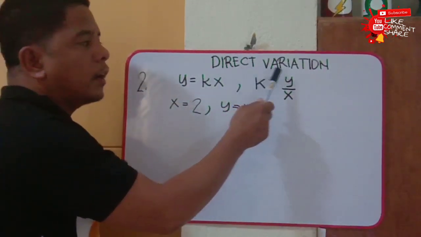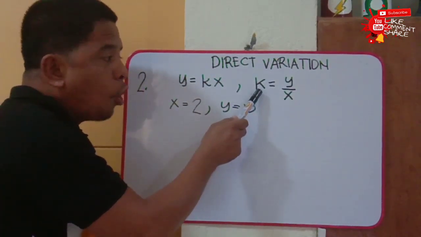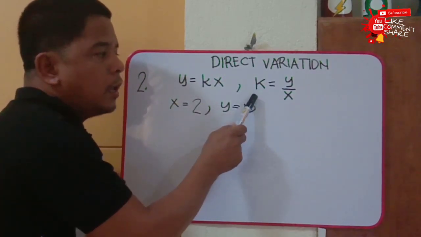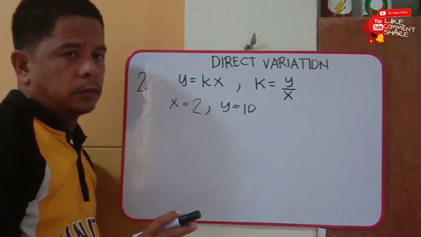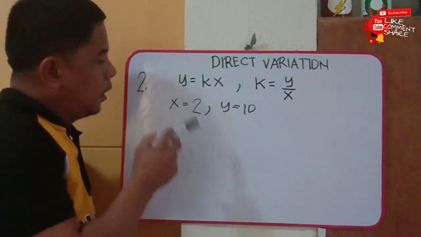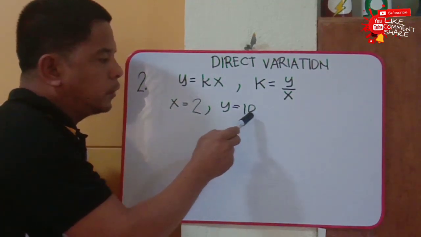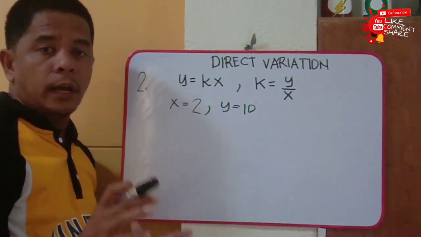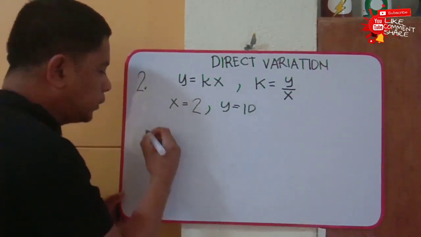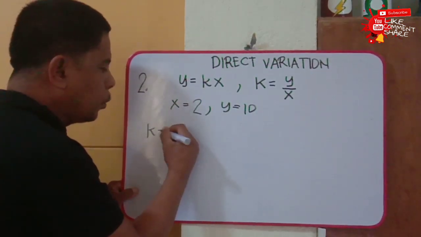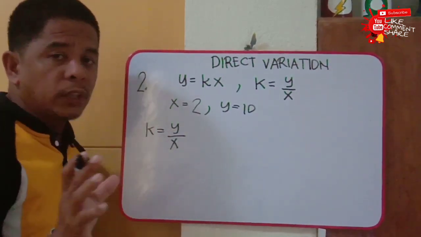So, yung formula ng direct variation is y equals kx. Kapag constant ang hinahanap, k equals y over x. Based sa given nating table sa 14th birthday, ang x daw ay equals to 2 and y equals to 10. So ano yung question na isasagutin natin? What is the constant? So ang formula ng constant ay k equals y over x.